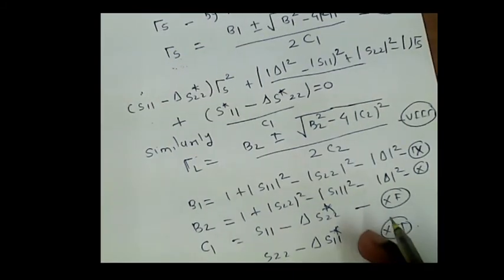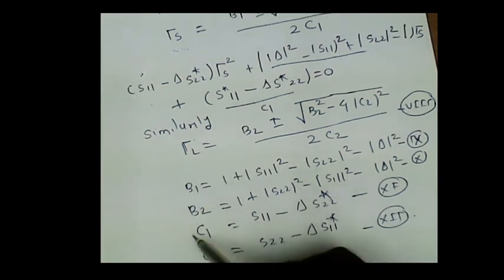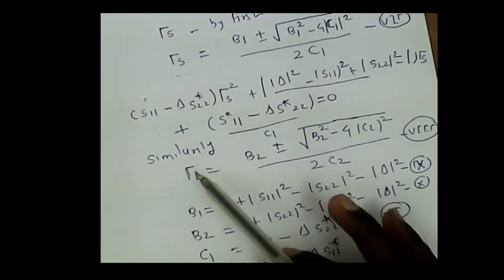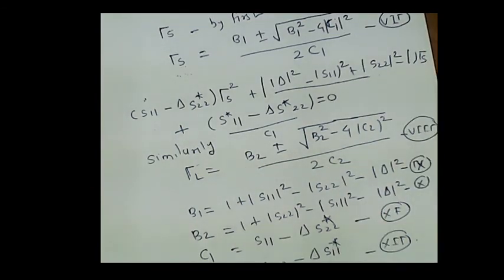C2 is equal to S22 minus delta star S11. To find out gamma L and gamma S, these are the two important equations. This is equation number 12. By putting in these values, since we know the S parameters, we can find out B1, B2 and C1, C2. So we can find out the values of gamma S and gamma L by equations 7 and 8.